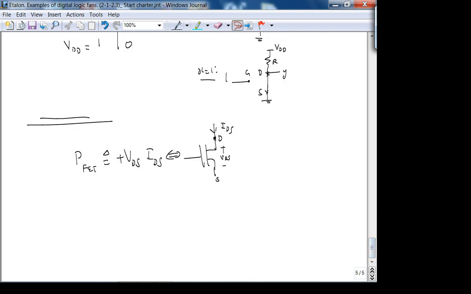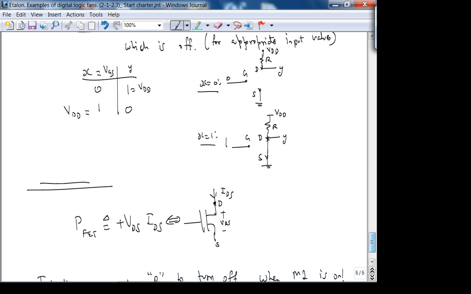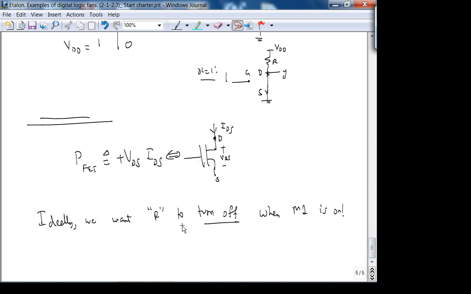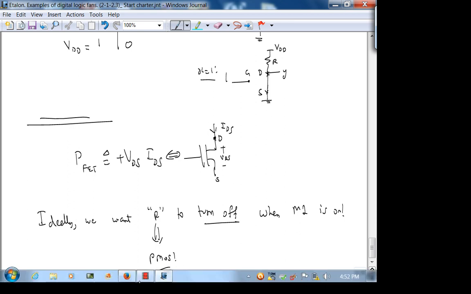So what we would like, ideally, is to turn off the resistor path when M1 is on, correct? Because this is fine. This one is the problem, right? When this guy is on, if this guy turns off, that'd be great. Answer, PMOS, okay? A transistor that turns on when the input is zero, and off when the input is one, complementary to NMOS. When you have a PMOS and NMOS together on a chip, it's called CMOS. That's what we'll start on. It's not a magical device. It's a device which is the complement of the NMOS, the PMOS. Yeah, we'll talk about it next week.